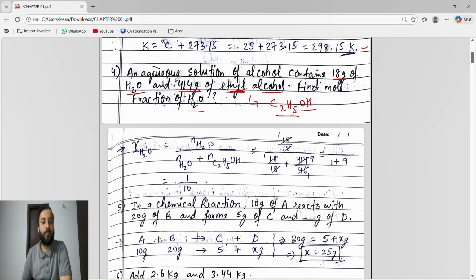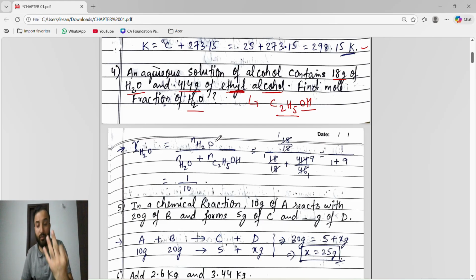Because what is happening? We will take a solution. Last class I told about solution. What is solution, right? If you know, you know. So an aqueous solution of alcohol contains 18 gram water and 414 gram ethyl alcohol. So we are talking about water and ethyl alcohol. That's why if you have to find the mole fraction of water, then we'll see the number of moles of water divided by number of moles of water plus number of moles of ethyl alcohol. So guys, number of moles, what is the formula of number of moles? Yes, if you know, you know.